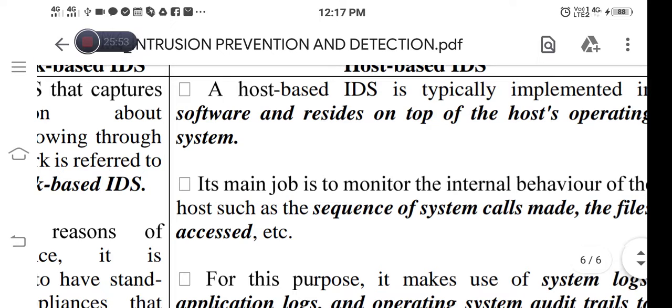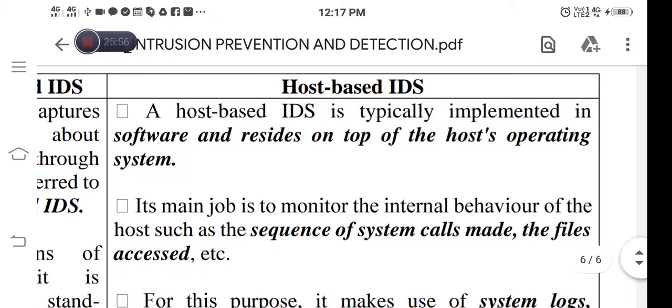In the host-based IDS, the host-based IDS is typically implemented in software and resides on top of the host's operating system. Right, host is nothing but what? The individual machine, or from where the action is taking place, right? The host-based IDS is typically implemented in software and resides on top of the host operating system. Basically, its job is to monitor the internal behavior of the host, such as the sequence of system calls which have been made.